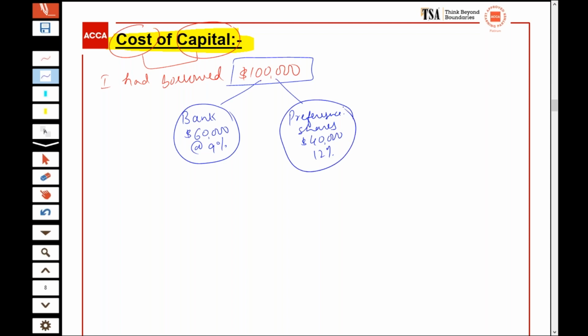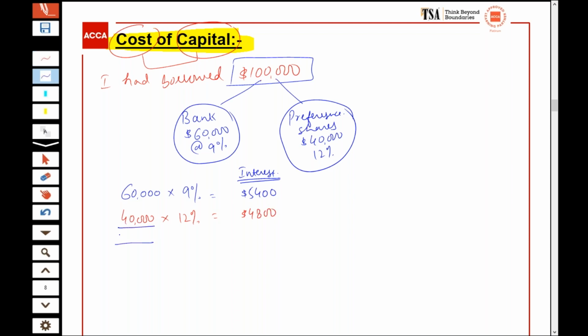Now, what is the cost of capital? Cost of capital means you will now have to pay interest to two different parties. How? 60,000 multiplied by 9%, it is 5,400, and 40,000 at 12%, 4,800.